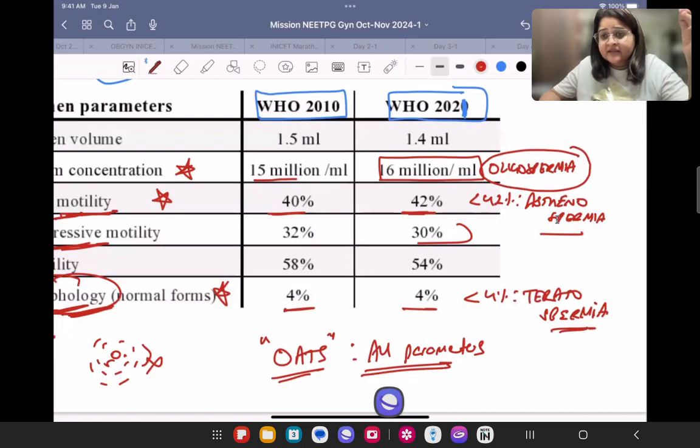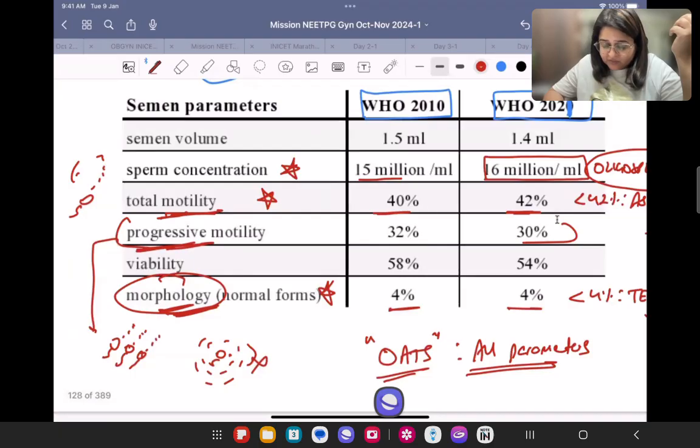ठीक है? Candidiasis cannot cause PID. Akriti, candidiasis causes vaginitis, vaginal infection. It doesn't cause PID. Okay, so most important is morphology. Most important for sperm function is the morphology of the sperm.